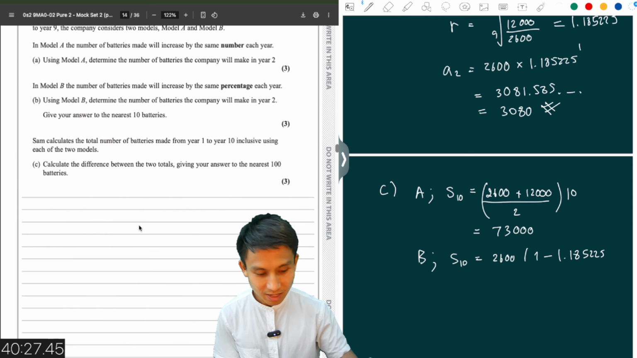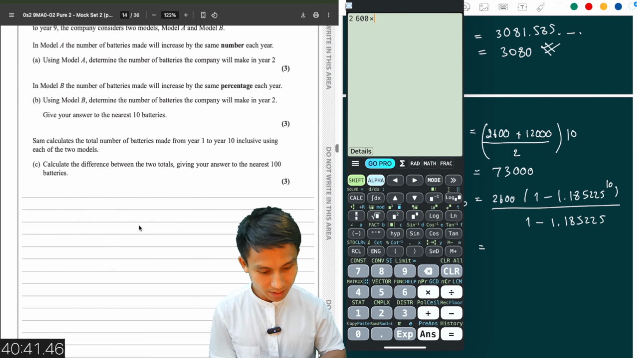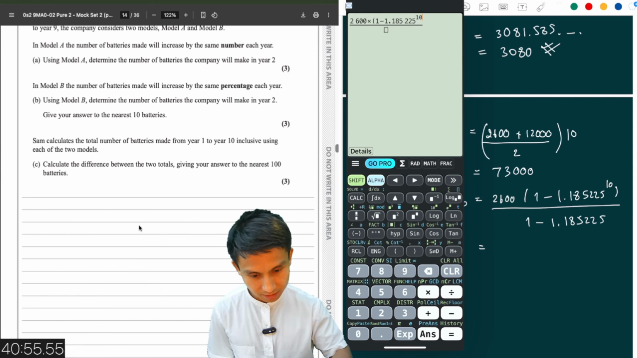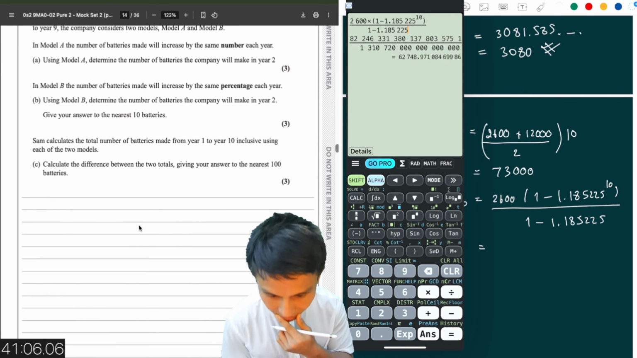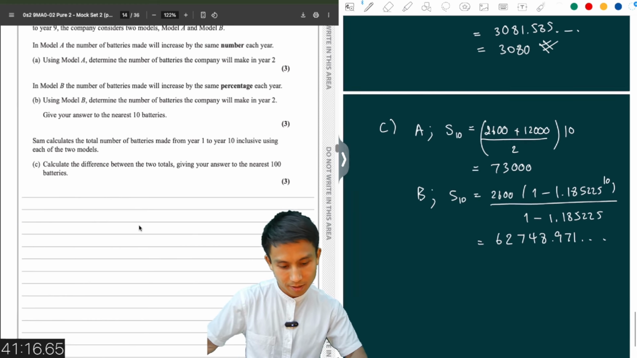The n is 10, over 1 minus r, where r is 1.185225. So we should get the value there. 2600 times, just going to do a fraction here, 2600 times 1 minus 1.185225 to the power of 10, close brackets, and then over 1 minus 1.185225. Everything is fine, right? And then we get the answer as that. Okay, that's quite different, right?